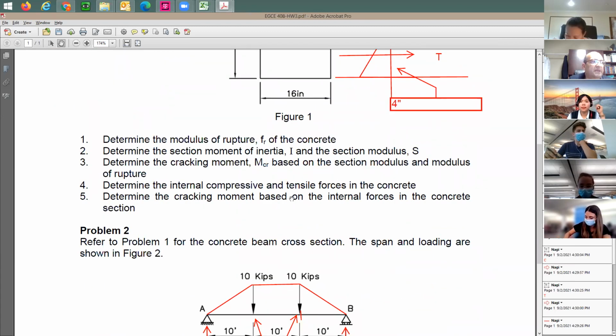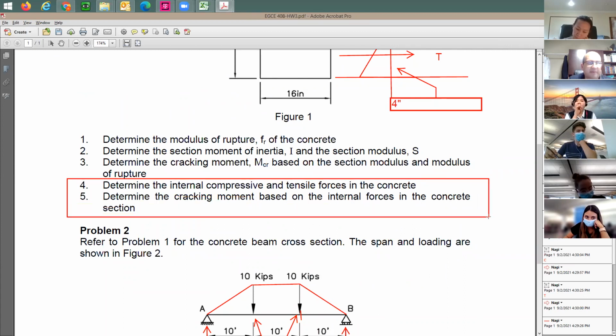Determine the cracking moment based on the internal forces. What internal forces? I'm going to say this is going to be the internal forces, which means compression and tension. So 4 and 5 is going to be solved together. Your cracking moment here, out of this item number 5, it should be exactly the same as the cracking moment that you receive from item number 3. If it is different, you know that you have something wrong in your answers. It has to be exactly the same.